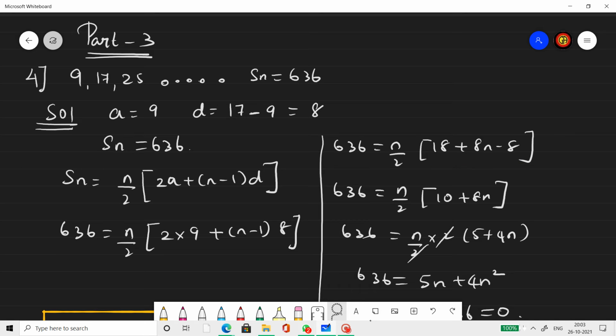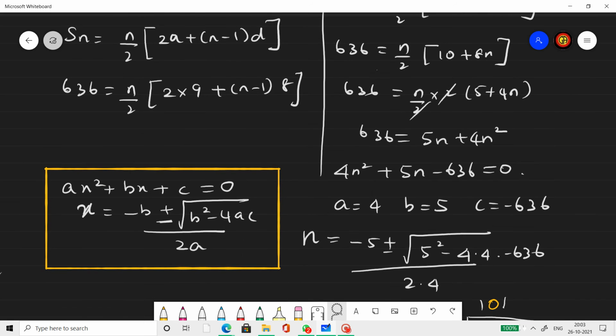18 minus 8. 18 minus 8 is 10, 10 plus 18. I can take 2 common out from this. The 2 will get cancelled with this 2, so to that extent we can simplify this equation. Otherwise, generally what we do is we bring the 2 to this side. So we multiply 636 with 2. That makes the equation value wise higher. So it's better you cancel the terms then and there. So you come to an equation which is of this form, which is purely a quadratic equation.